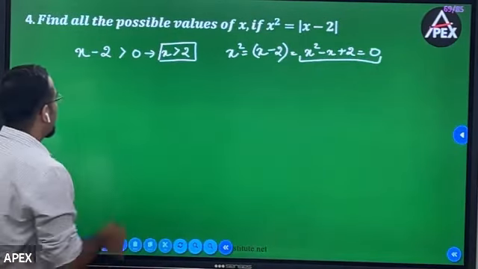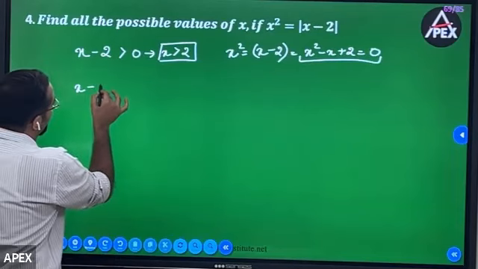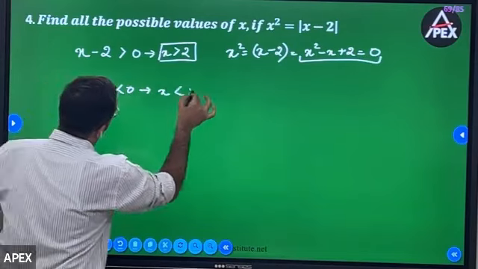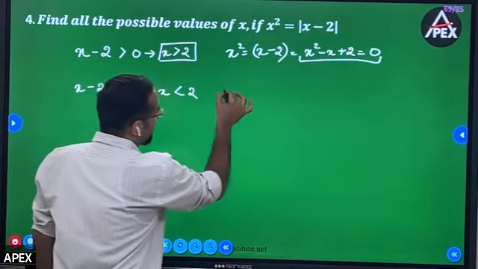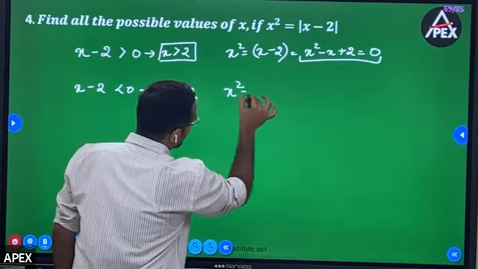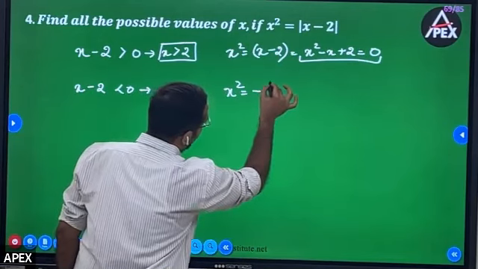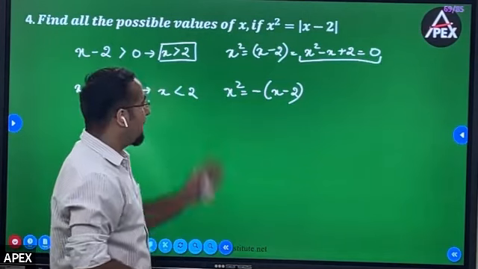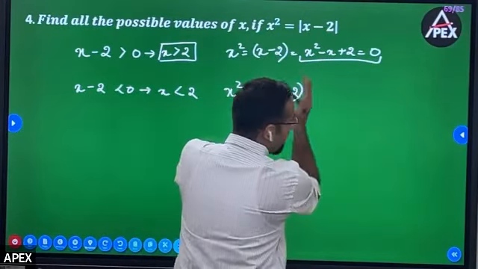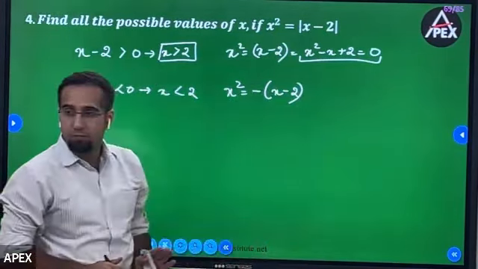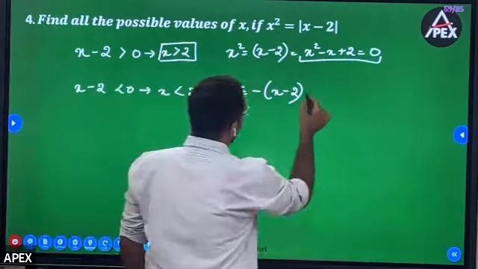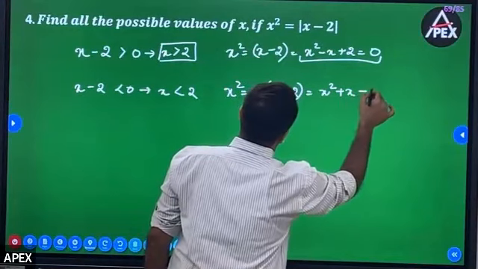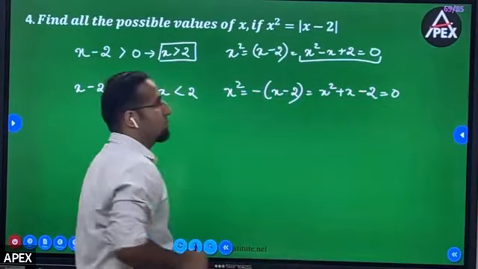Now, second case, if x minus 2 is less than 0, which means if x is less than 2. If x is less than 2, I repeat, mod a becomes minus a. So minus of whatever is there in the mod comes down. Clear? So that would give me x square plus x minus 2 is equal to 0.